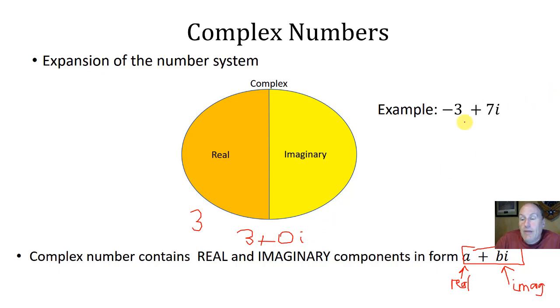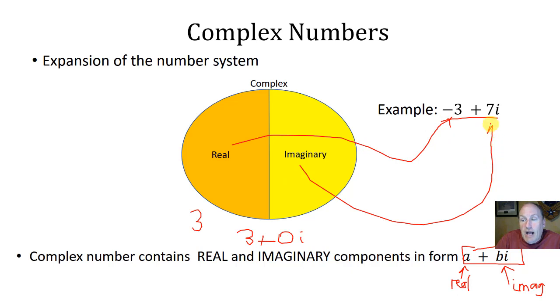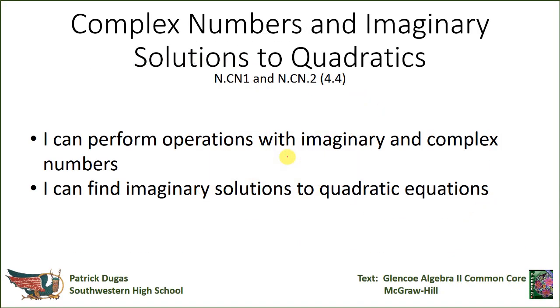Let's look at an example of a complex number. Let's take negative 3 plus 7i. The real part is negative 3, and the imaginary part is 7i. Both parts together constitute a complex number. So what we've looked at is how we've built up imaginary numbers and complex numbers as part of the complex number system in an attempt to help solve quadratics that have imaginary solutions.